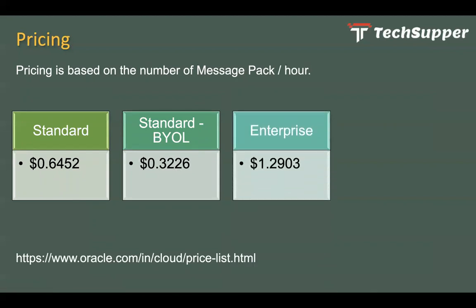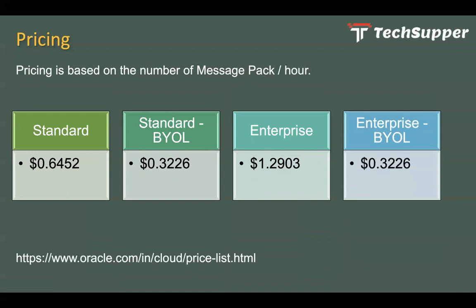For enterprise, if you choose the new license, the pricing will be $1.2903. If you go with enterprise BYOL, the pricing is the same for standard as well as enterprise. If the customer has the on-prem license, they can choose the BYOL type of license and the billing will be much less.